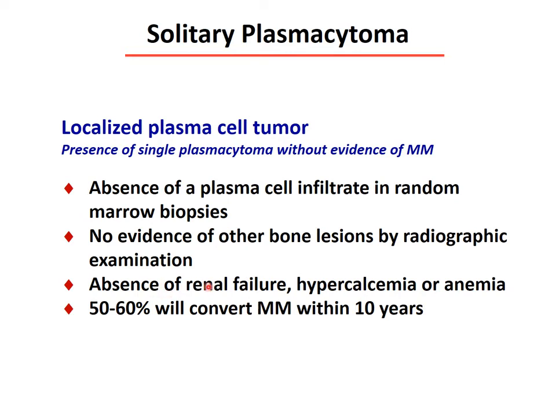Usually we have no renal failure or hypercalcemia or anemia, but 50 to 60% of these cases are going to progress into multiple myeloma within 10 years. So this is why it's getting very close to the more severe disease.